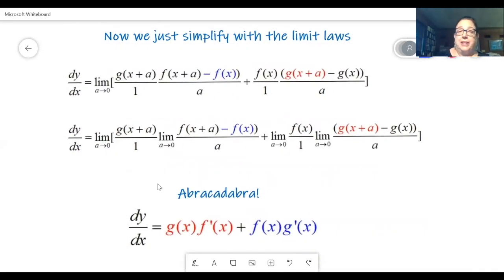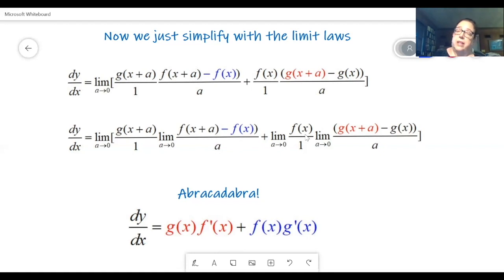It's an abracadabra moment. We can write all of these and show you. But in fact, you might have to watch this a couple of times in order to see it. I have to move this little image over here so that I am not in the way of what I'm trying to show you. The limit of g of x plus a as a goes to 0 is g of x. There it is. The limit of f of x plus a minus f of x over a as a goes to 0 is the derivative of f of x, f prime of x.